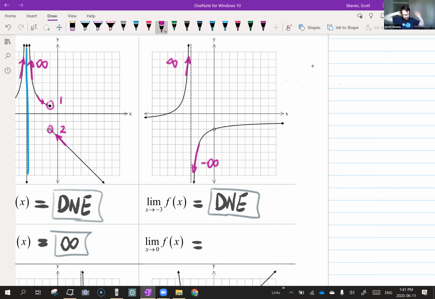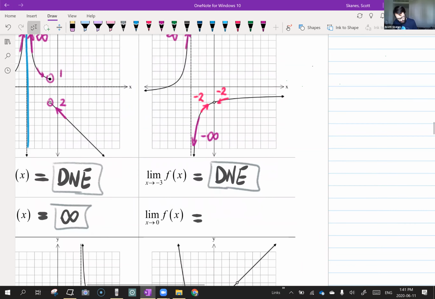Second one is -2. Let's see. Someone is saying from the left, it's 2, sir, -2. From the right, it's 2, sir, -2. Yeah, it's -2. Eventually this will click and you'll say, oh, really? We're just telling what number it looks like on the left and what number it looks like on the right. And if they match, it's the limit. Yeah, that's correct.